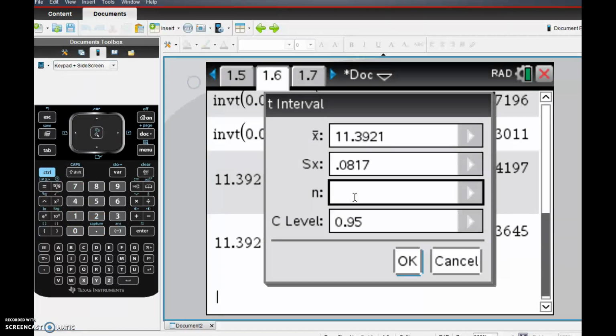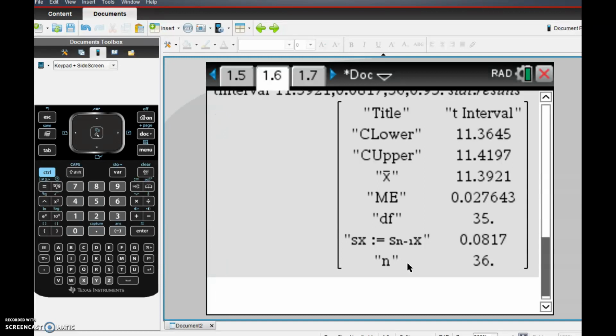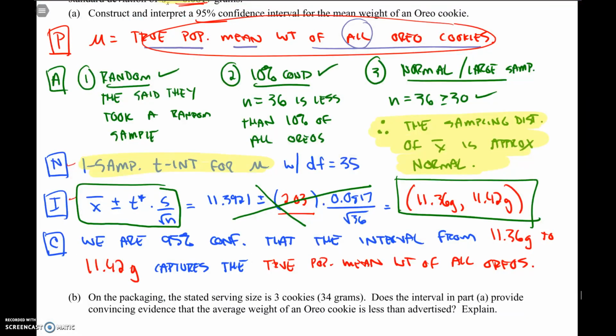0.0817, sample size 36, 95% confidence interval. So it calculates the T-crit, puts it in the formula, it gives you your lower bound, your upper bound, your mean. We put the mean in, but the margin of error gives you everything. So actually this is the only 2 things you need. So that's better, that's easier. Less room for error. So it's okay for you to use it.